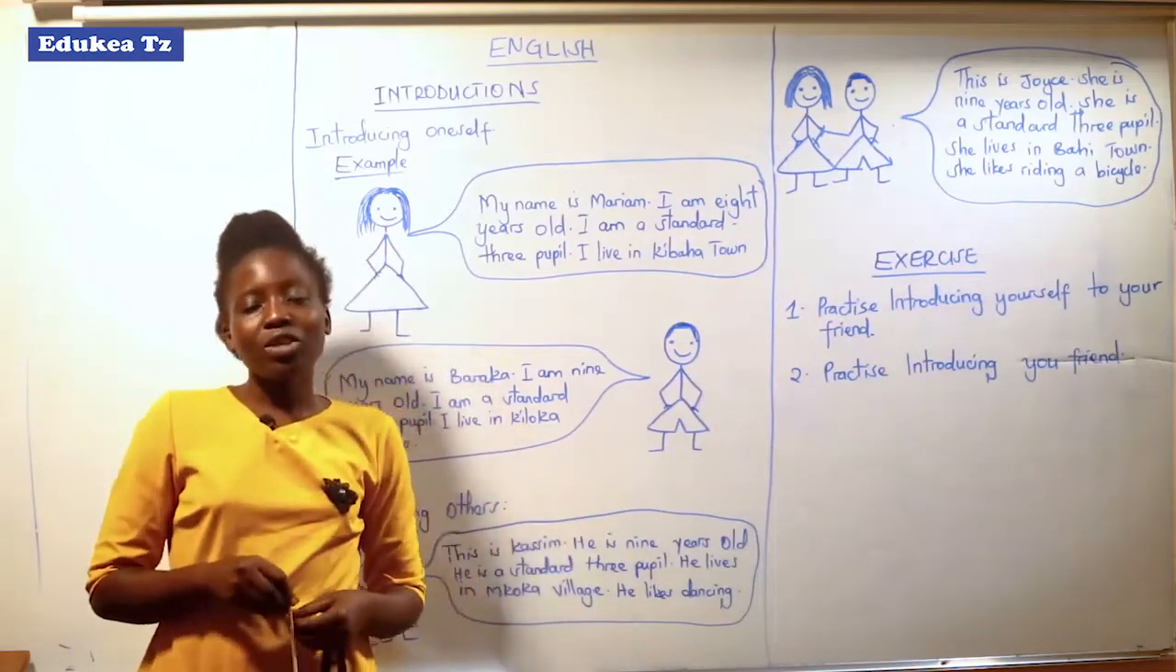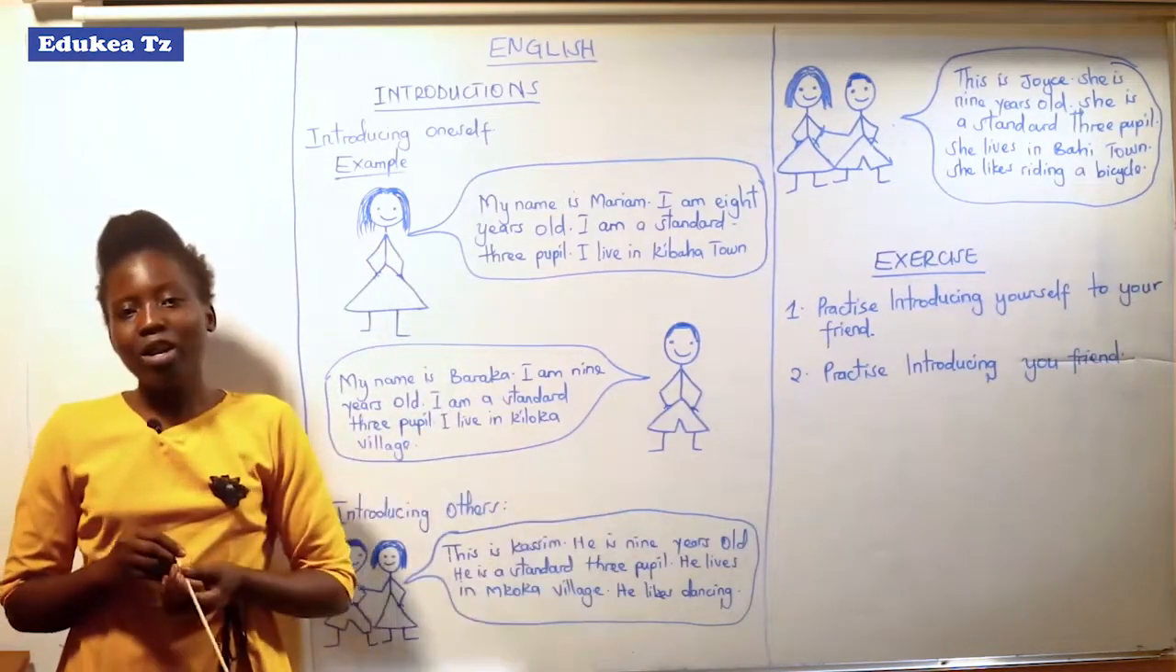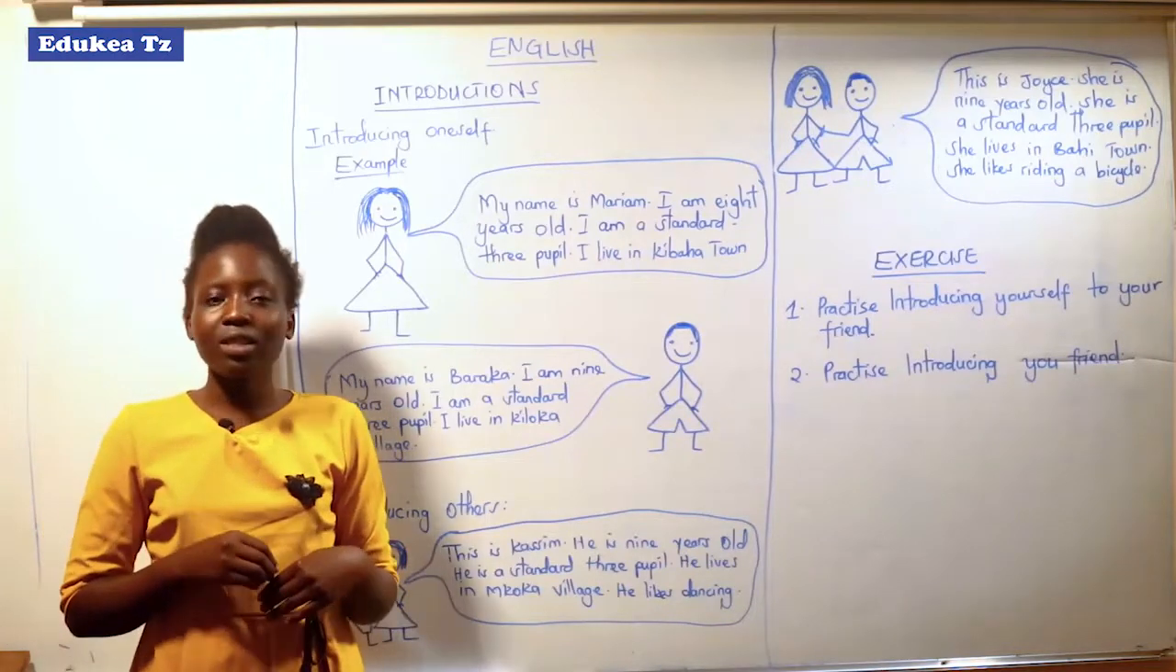So this is the thing which Joyce likes the most. Riding a bicycle is the thing which Joyce likes the most.